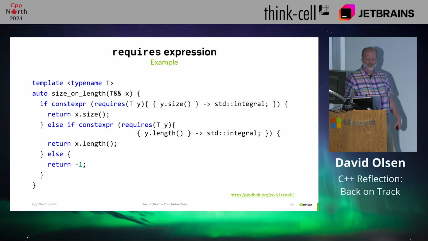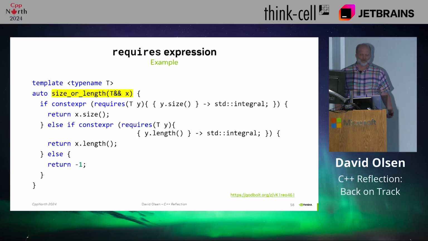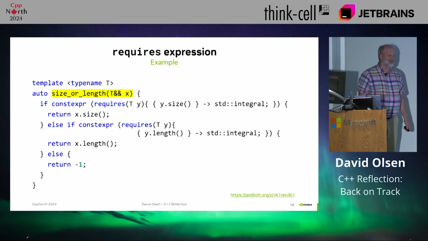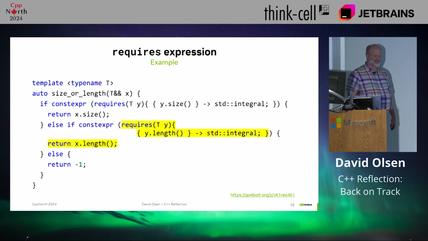While requires expressions are not reflection, they can be used to solve our size or length problem, though the solution is not ideal. Again, we have a function named size or length that takes an argument of any type, but this time the type of the parameter is a template parameter rather than a universal base class. Rather than iterating through all the member functions of TE, instead we check if calling the size member function with no arguments is valid code that returns an integral type. If it is valid, then we call it and return its result. Then we do the same for length.